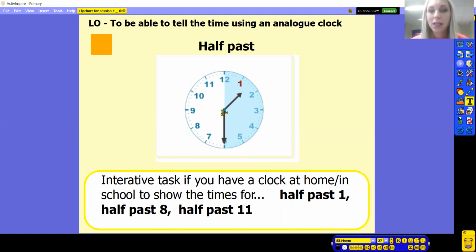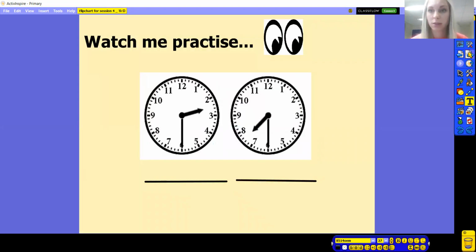Okay, and we can see when we look at our hour hand that that is halfway past an hour. So it's halfway here between 1 and 2. So because it's halfway past 1, we would call that half past 1. If you have an interactive clock, you can go ahead and show your clock for the times below. If you don't, then you can move on to your task by looking at the resource online.